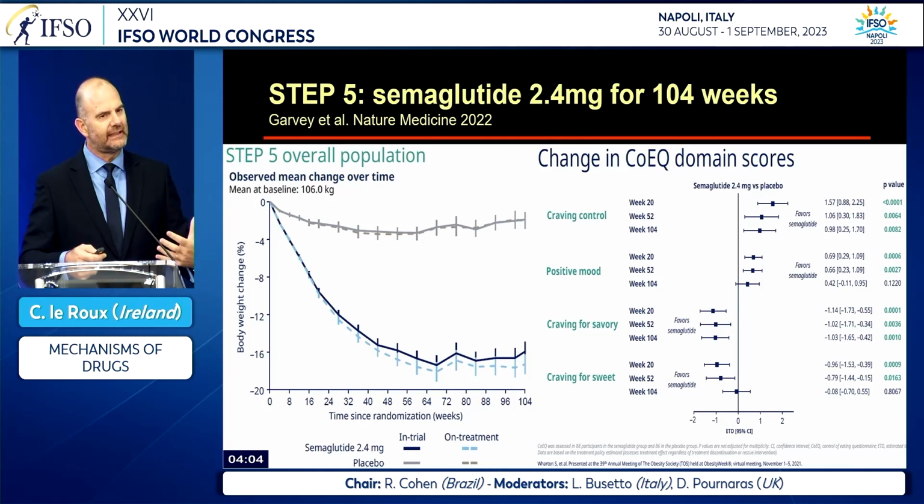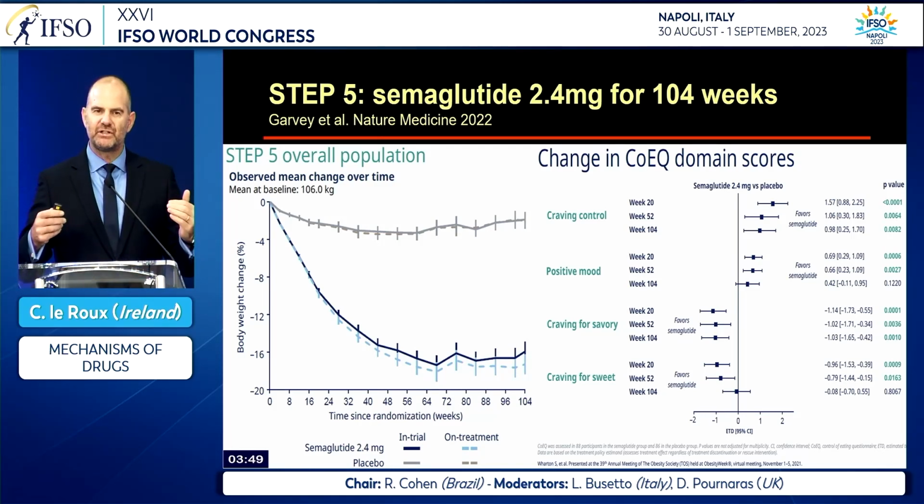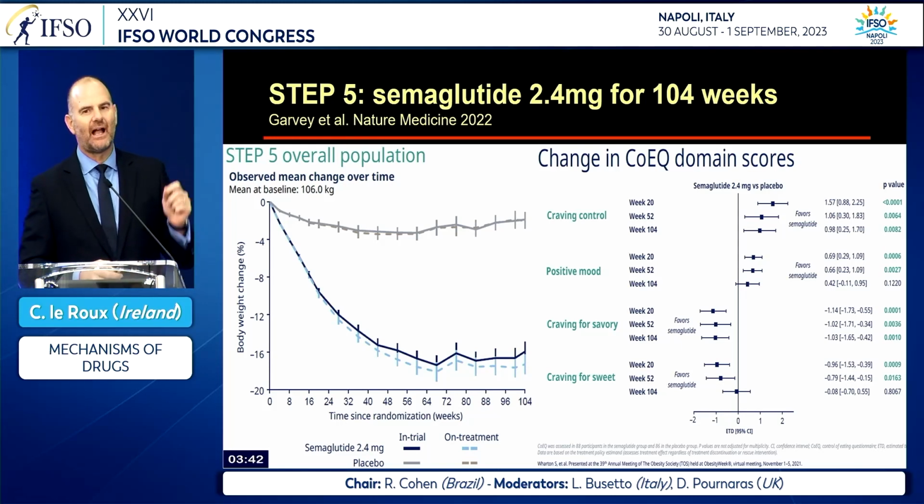Now you are seeing that there are changes in what patients are experiencing. And just maybe focus on the bottom, the craving for sweet foods. You can see how improved it is at 20 weeks. You can see how improved it is at 52 weeks. But then when the patient has been at that homeostatic point for 104 weeks, you can see they just become normal. So now the craving for sweet food is no different to what it was when they were 16% heavier. Because that is what is supposed to be.